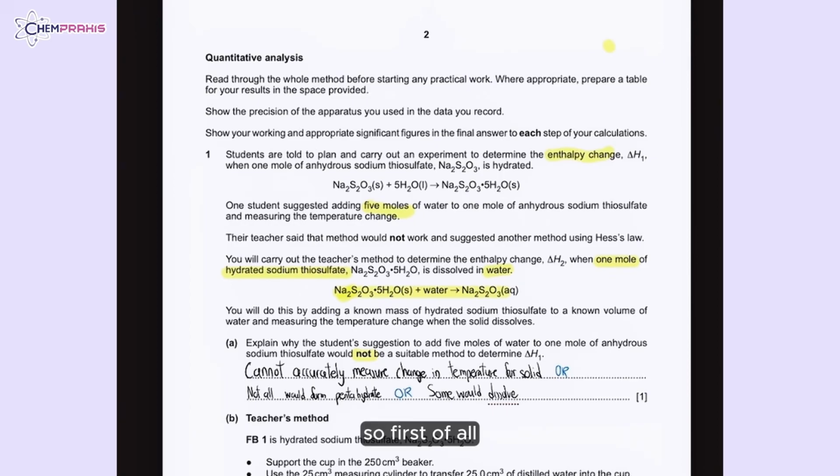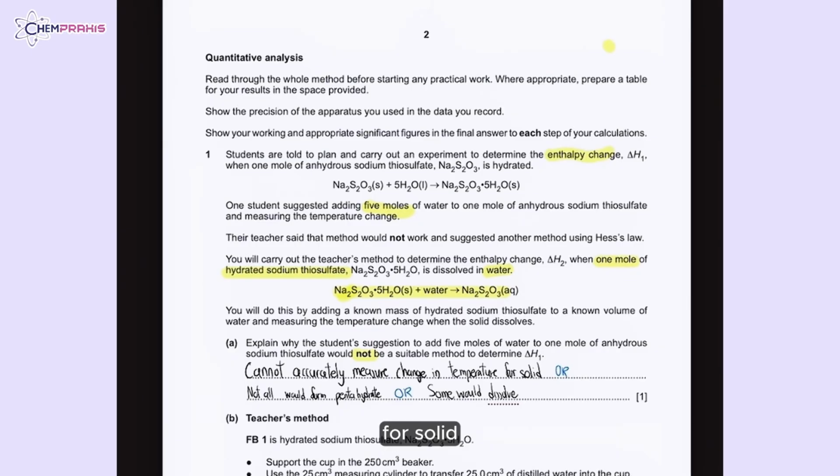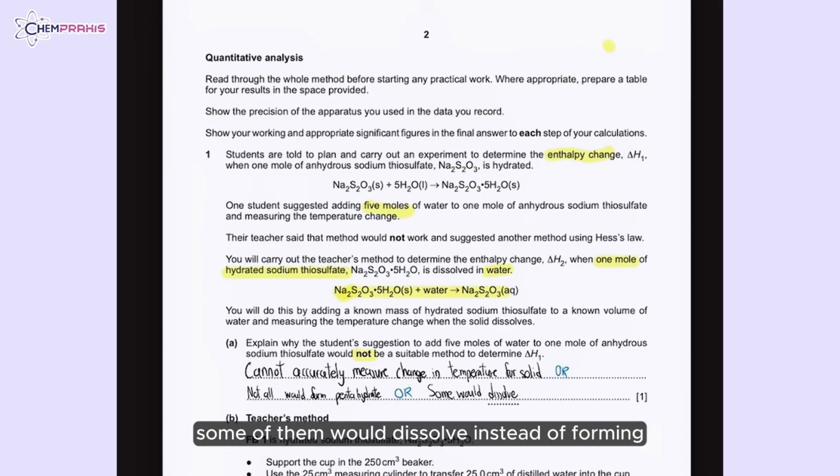So first of all, you cannot accurately measure change in temperature for a solid. And also, some of it would dissolve instead of forming the desired hydrated sodium thiosulfate. And of course, not all would form pentahydrate.